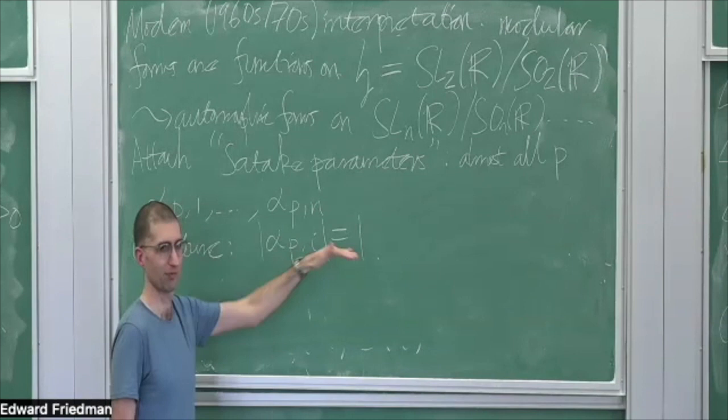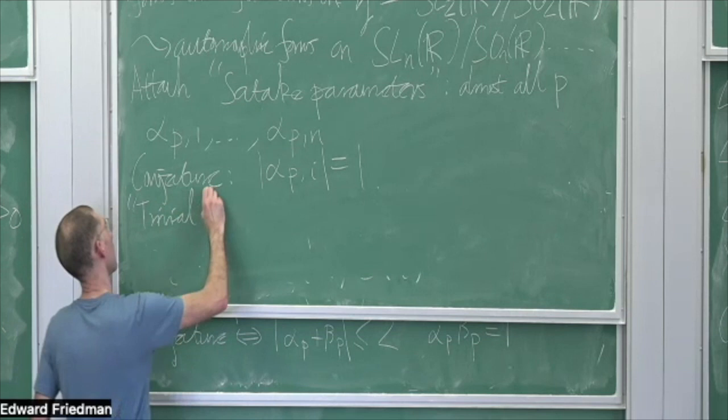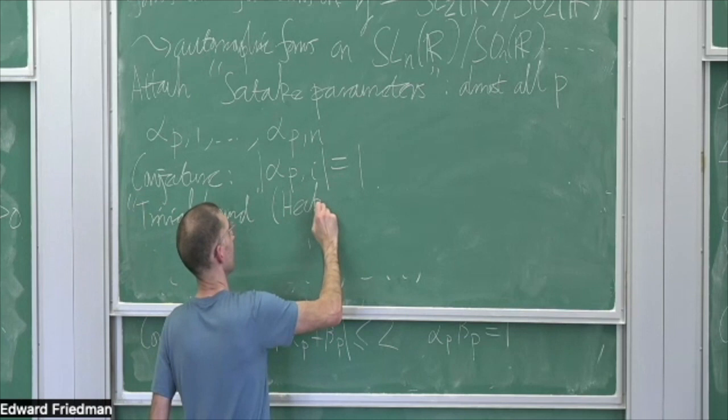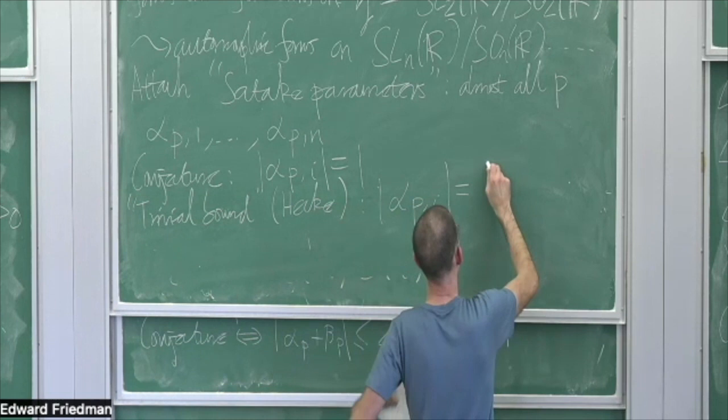So this is completely open. There's what's called the trivial bound, which is basically about the same kind of argument as the Hecke thing, where you can show, by a generalization of this kind of argument, that these quantities are bounded by p to the (n minus one) over two.